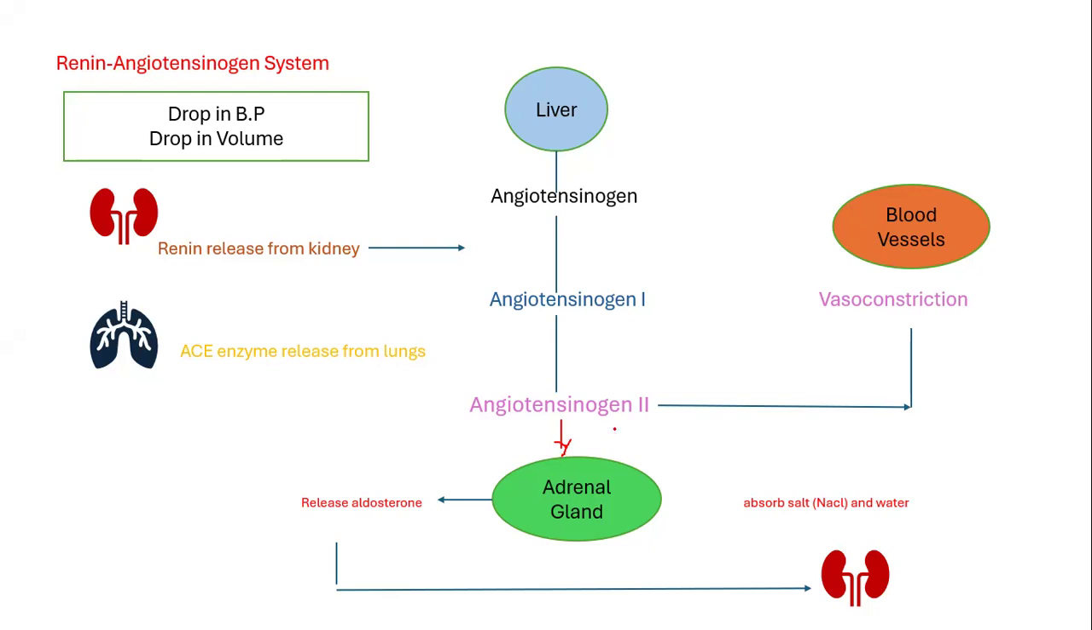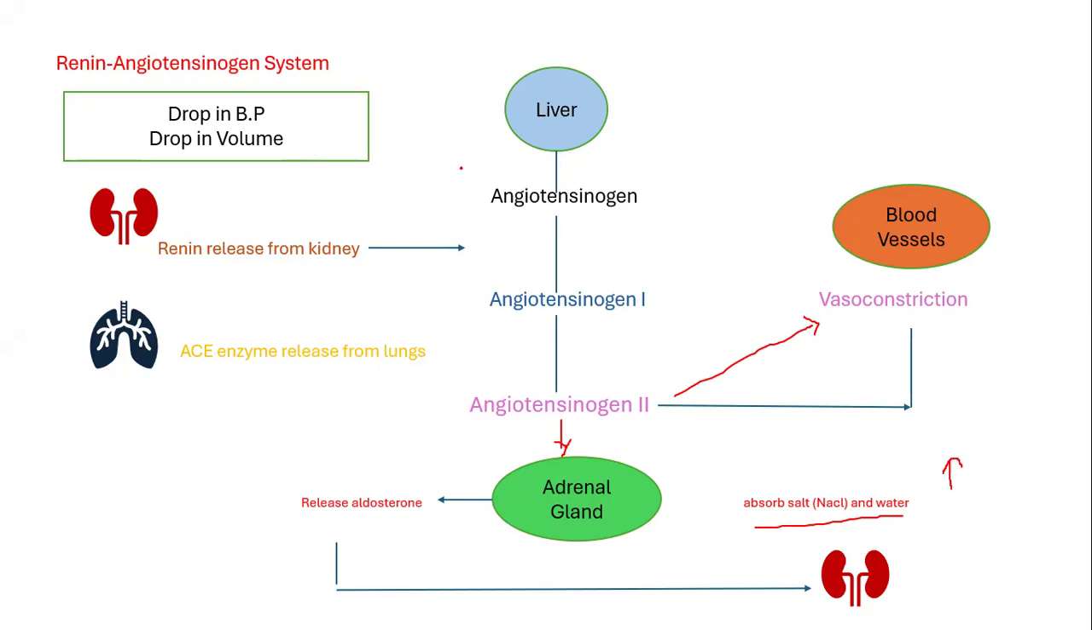The other function of angiotensin 2 is that it directly affects the blood vessels, and it will cause vasoconstriction. And in response to vasoconstriction, there will be an increase in the blood pressure. And with the release of aldosterone, it is going to absorb the salt and water in the kidneys, so that there should be an increase in the blood volume.